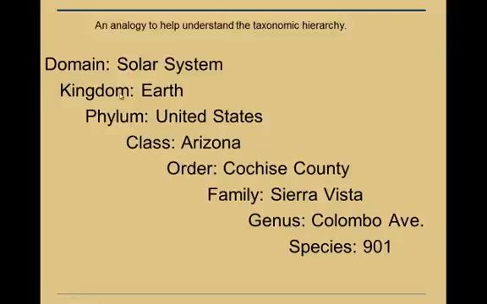So I hope this helps you get a feel for the way this system works. People do talk about Colombo Avenue, but they don't talk about 901, and that's the way it is with genus and species, as you'll see a little bit later.